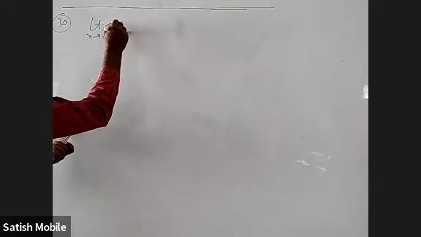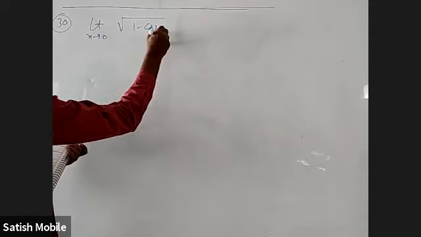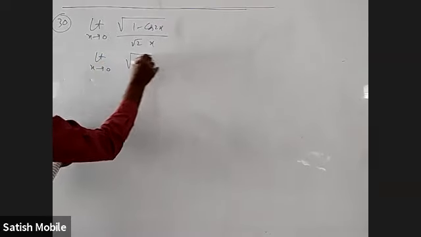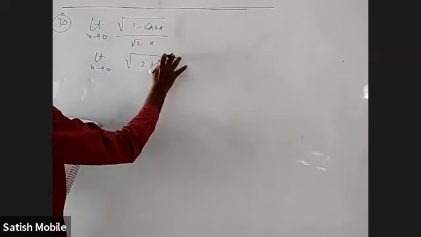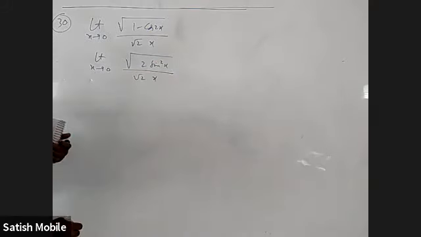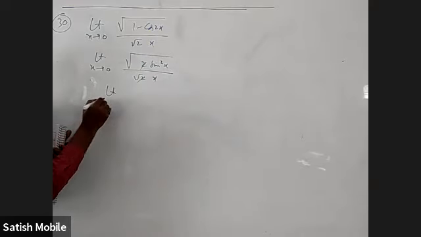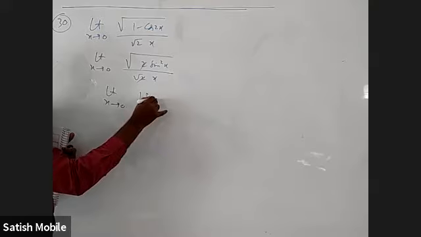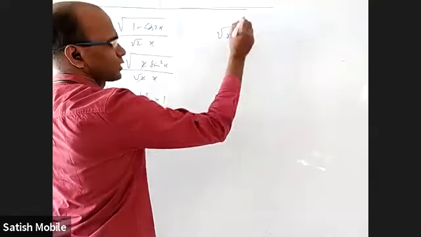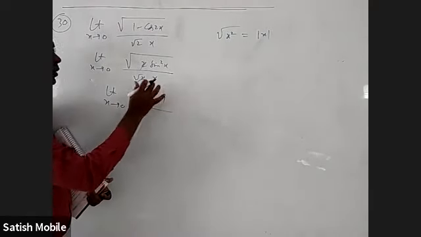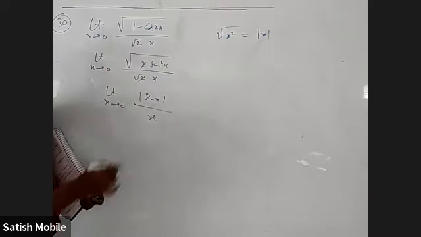Limit x tends to 0, square root of 1 minus cos 2x by x. This is actually root of 2 sine square x by x. We can cancel this 2 and this 2. Don't write root sine square x as sin x. You have to write it as mod sin x, and it can only be written as mod x, not x. When x is negative, it will be minus x. When x is positive, it is plus x. Now, but denominator x is there. That is outside only, nothing.